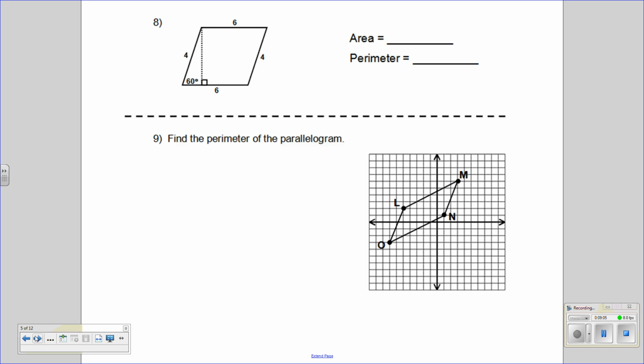All right, number 8. Same type of thing. We know all the sides, so we can get the perimeter. The perimeter is going to be 12 plus 8, which would be 20. No units here, so 20 units.